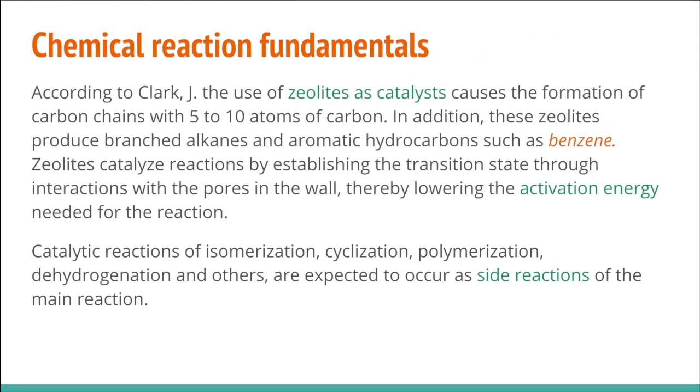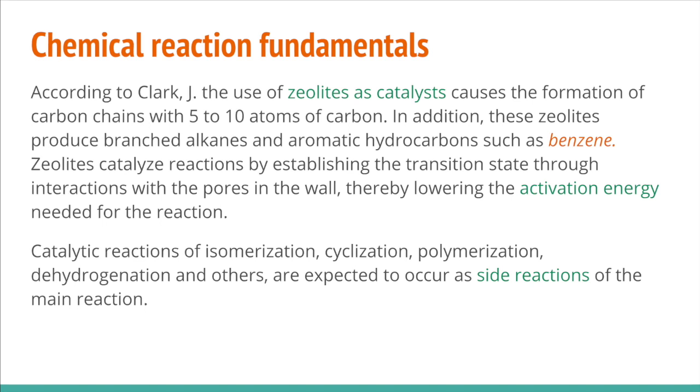In order to achieve our main purpose, we chose a zeolite as an ideal catalyst. According to the literature, the use of zeolites as a catalyst causes the formation of carbon chains between 5 and 10 atoms of carbon. In addition, this type of catalyst produces branched alkanes and aromatic hydrocarbons, such as our desired product, benzene. Another advantage of this type of catalyst is that the activation energy required for the reaction to take place is lower. And obviously, as in many other catalytic reactions, we need to deal with side reactions besides the main reaction. Many times, these side reactions can cause undesirable products.